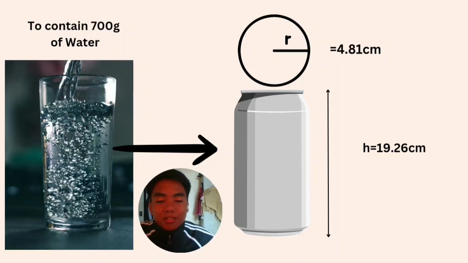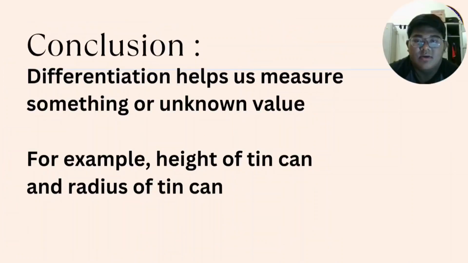In conclusion, differentiation helps us measure an unknown value. For example, the height of the tin can we are going to make and the radius for the tin can to be exactly and precisely right to fit 700 grams of water.